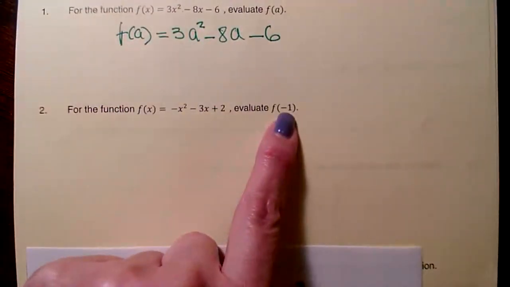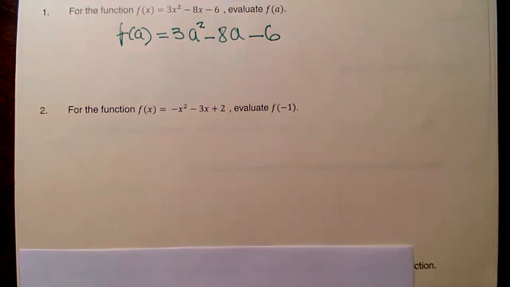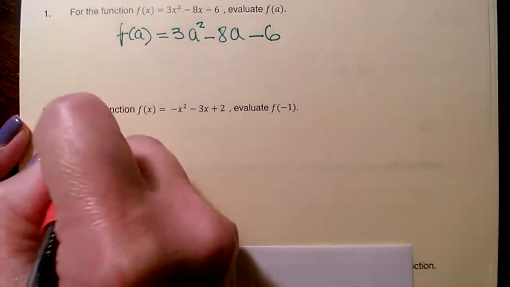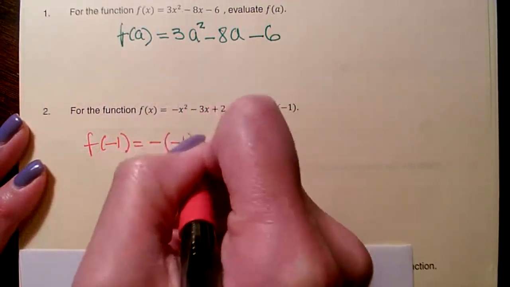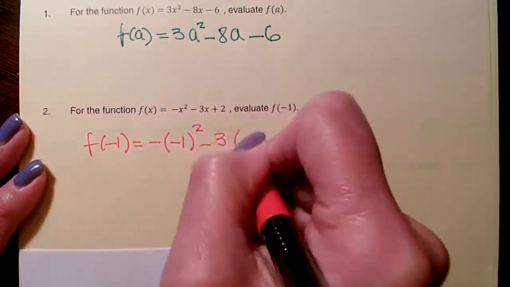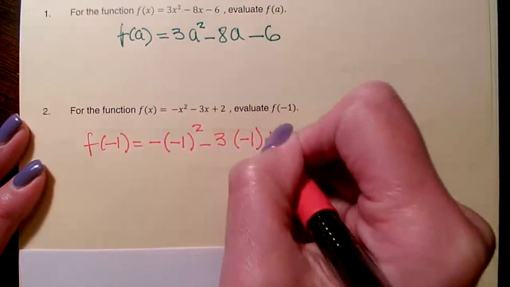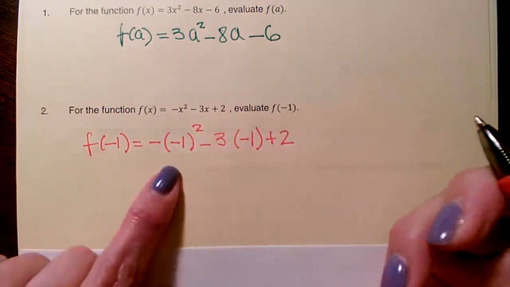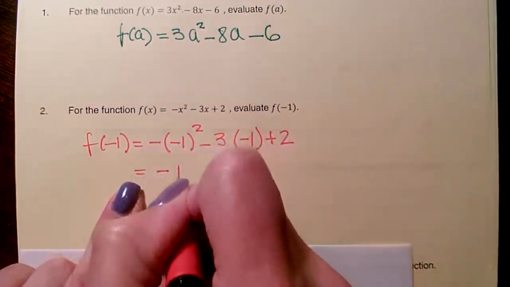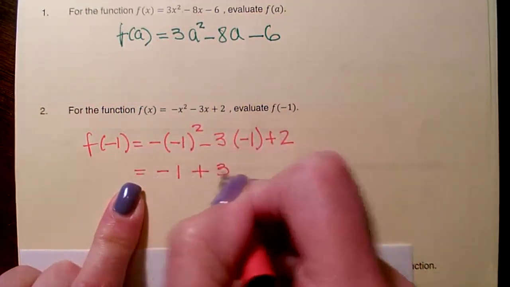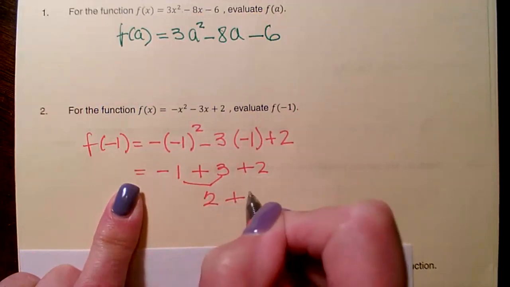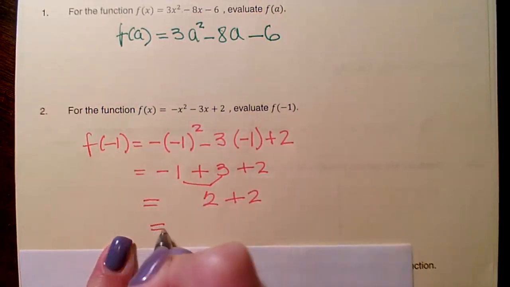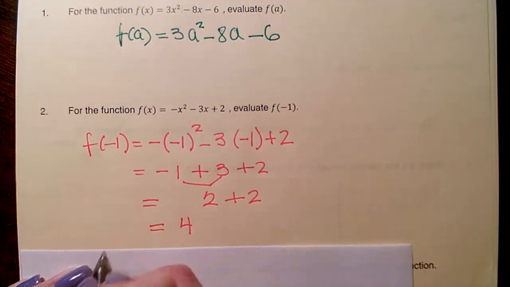Okay. Now let's try this one. It's not giving me a letter. Now it's giving me a number, and it's -1. So let me go here. It's going to be -1 squared minus 3 times what? -1 plus 2. So this is going to be -1. This is going to be +3 plus 2. What do we get here? 2 plus 2, that's equal to 4.